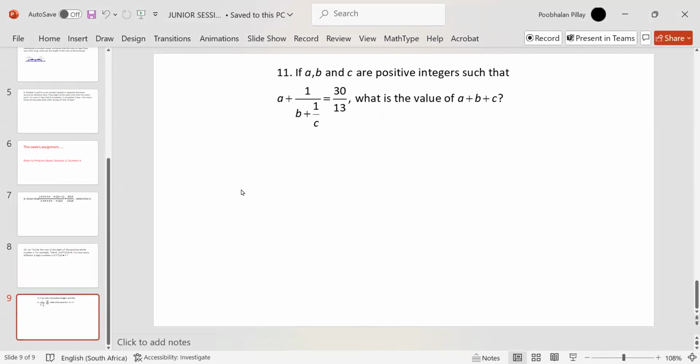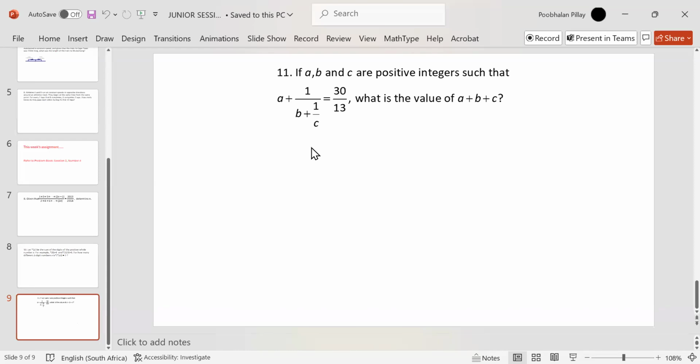If A, B, and C are positive integers such that this thing is equal to 30 over 13, what is the value of A plus B plus C? Now, if you haven't seen this thing before, it can be very hard because you've got 3 unknowns here, A, B, and C.